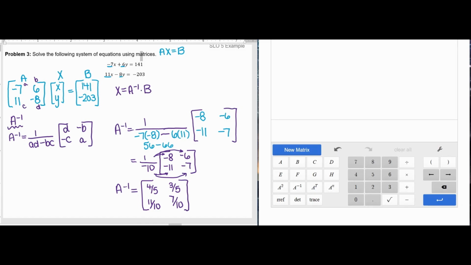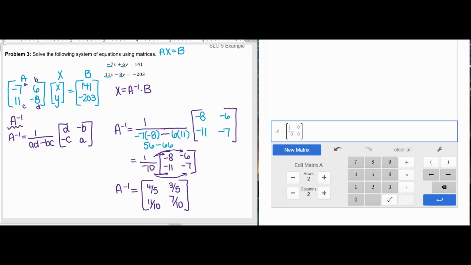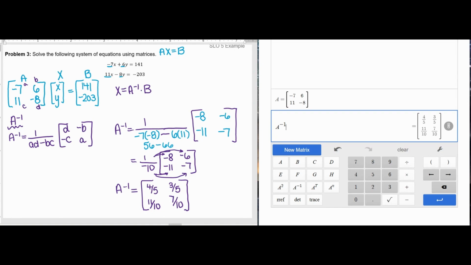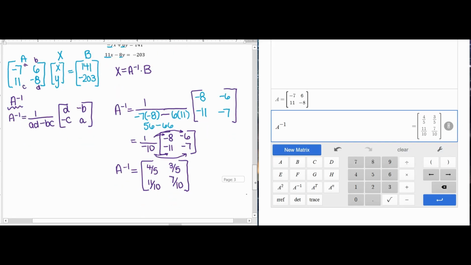But as soon as you get here and you've shown all your work, you stop and you double check it in your calculator. So we're going to put in the original A, -7, 6, 11, -8. And let's go ahead and find A inverse. We got the correct answers. Awesome. Use your calculator to check your work. You have to show your work still.